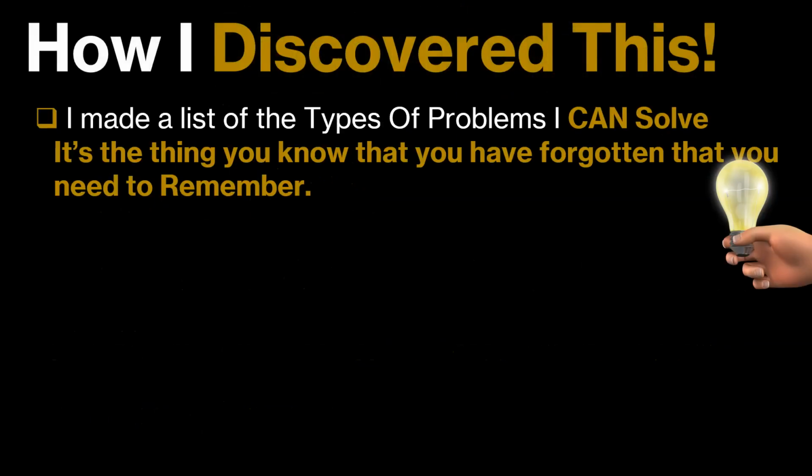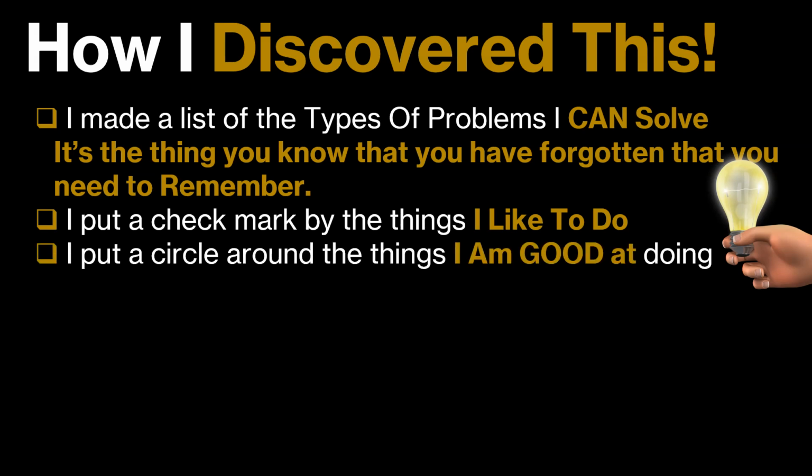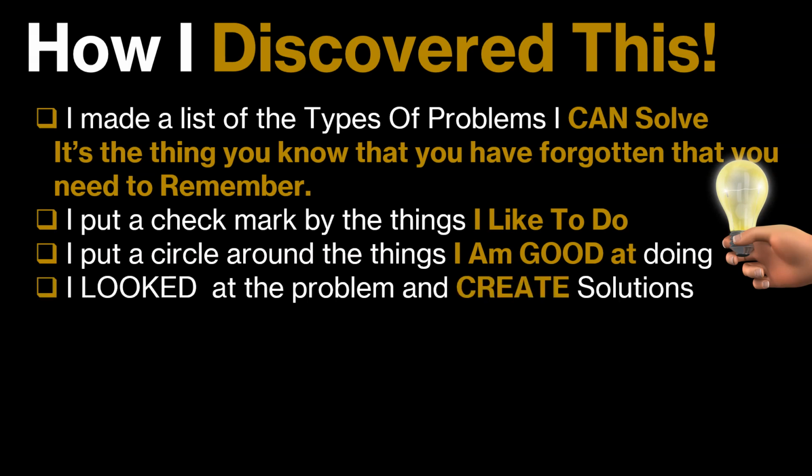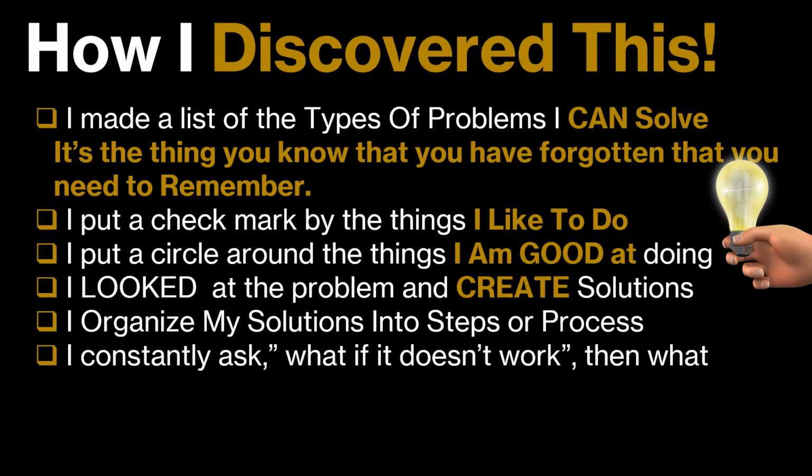And then here quickly, I'm going to tell you how I discovered this process, which is what you may want to do. I made a list of the types of problems I can solve. You should do the same thing too. I put a check mark by the things that I like to do. I put a circle around the things that I'm good at doing. You got to do both. You want to do things you like to do and things that you're good at doing. And I'm good at what I'm doing. I like what I'm doing. I looked at the problem and create solutions based on what I know. I organize my solutions into steps and processes. And I constantly ask myself the question, what if this doesn't work? What else? What else? And that's part of providing the things that I can do.